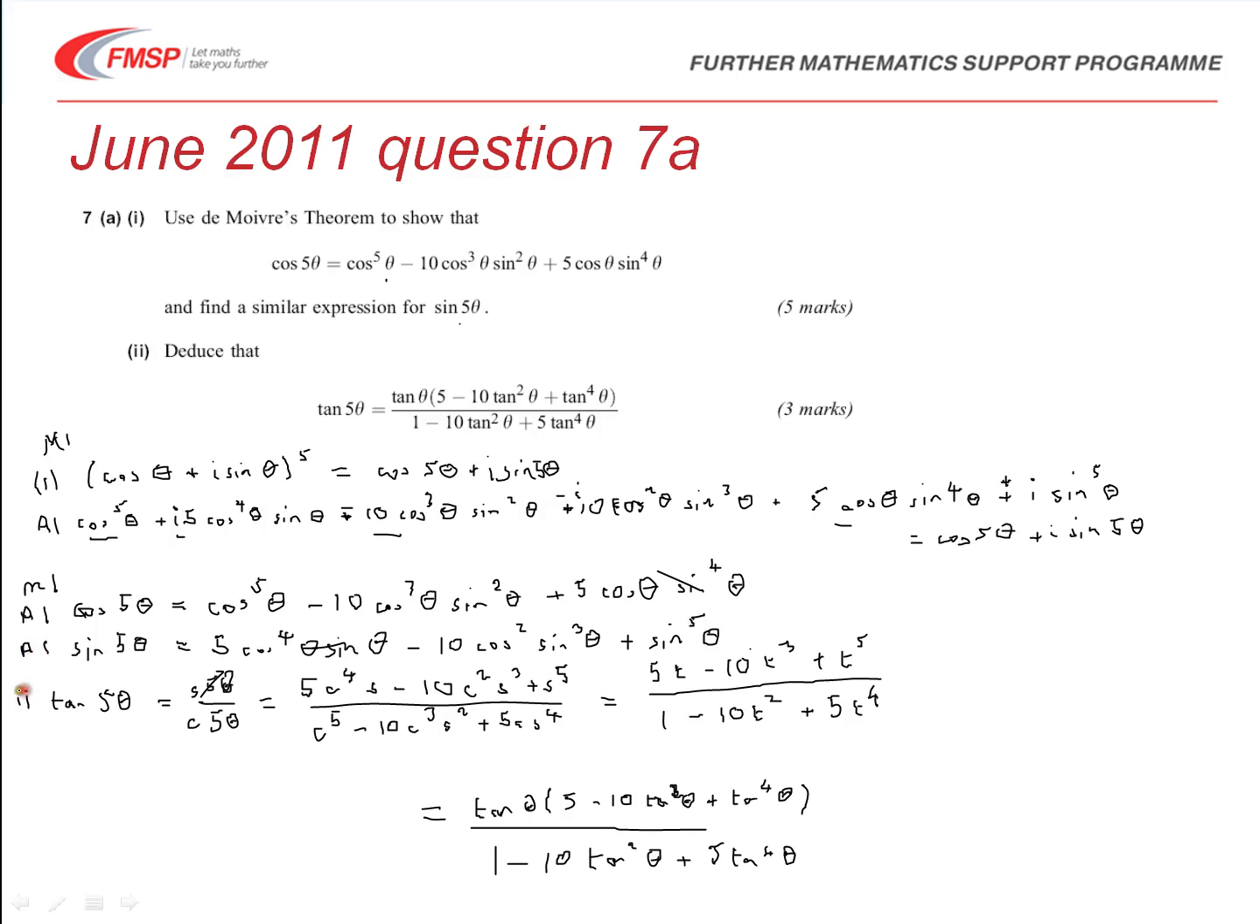Into part 2, realizing that tan is sine over cos gives you a mark. Then your method of substituting in the two parts and then cancelling or simplifying it by dividing through by cos to the power of 5 gives you a method mark there, and then obtaining the correct answer gives you an accuracy mark at the end.